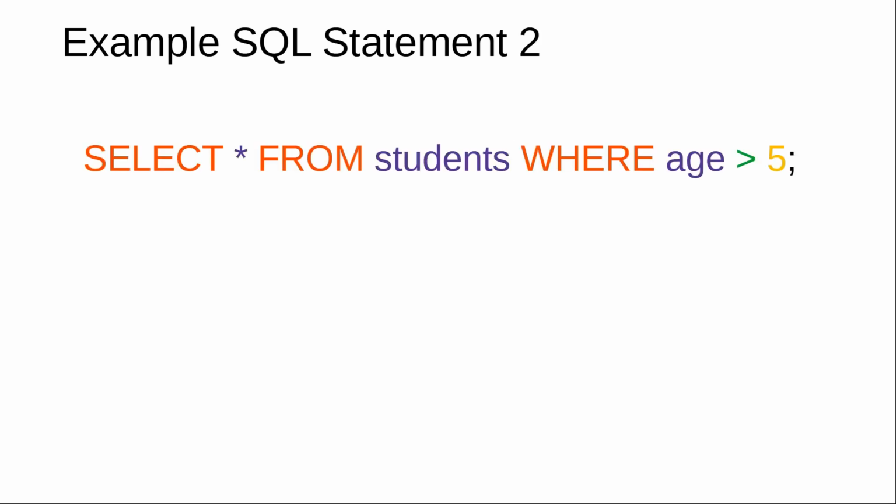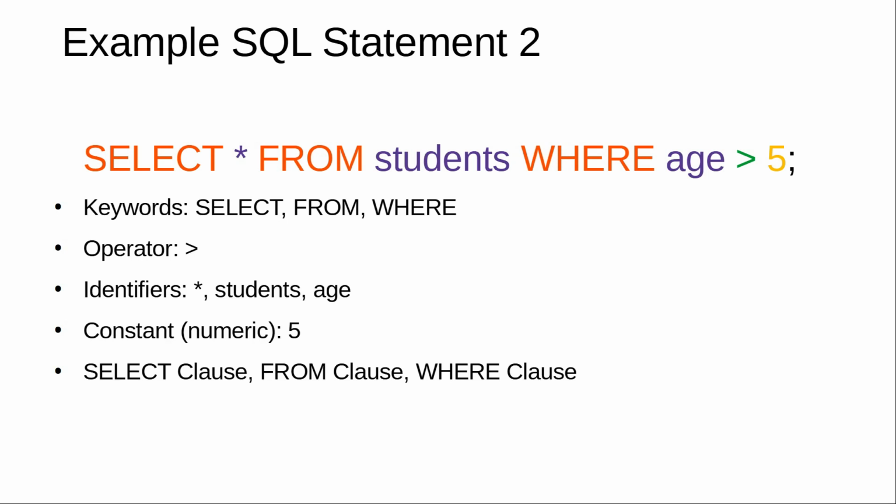Here is another example. SELECT * FROM students WHERE age > 5. In this query, SELECT, FROM and WHERE are keywords. SELECT and FROM are mandatory while WHERE is optional. The asterisk is a special type of keyword which means all the columns in the table.